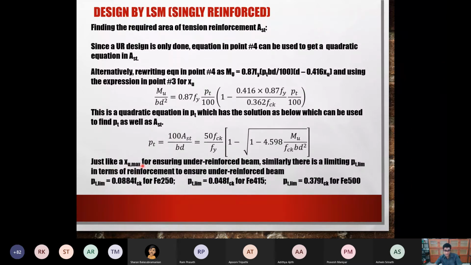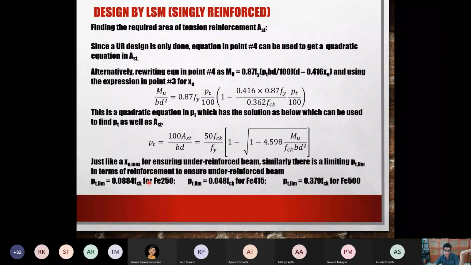Just like you have an Xu max for ensuring that the beam is balanced or under-reinforced, similarly you also have a limiting percentage in terms of reinforcement to ensure that the beam is under-reinforced, because this is what is meant by under-reinforced and over-reinforced. If you give a certain percentage of steel, your beam is going to be balanced. If you go below it, it's under-reinforced. If you go above it, it's over-reinforced. So in order to ensure that your beam is under-reinforced, corresponding to the balanced section, you have a percentage of steel. This percentage of steel is also constant for any given grade of steel.